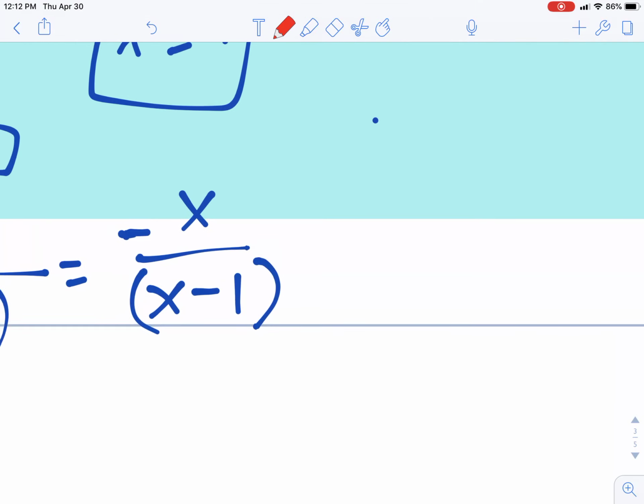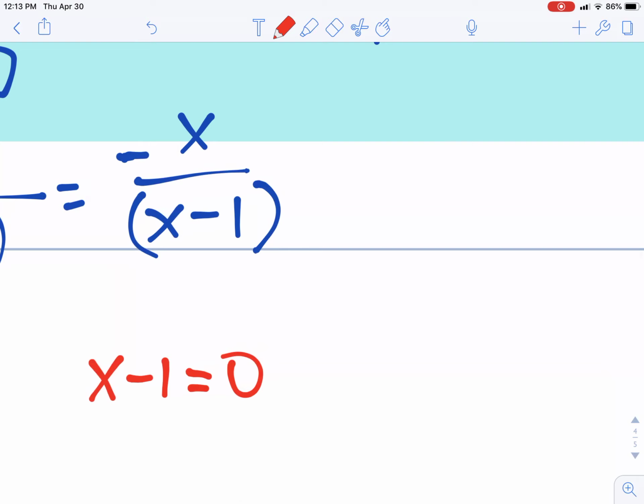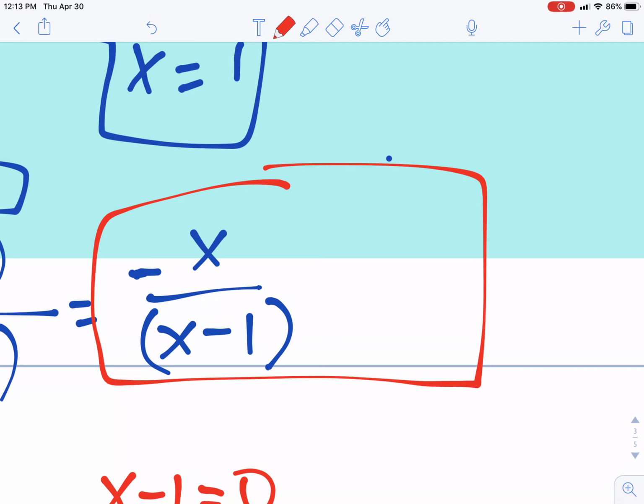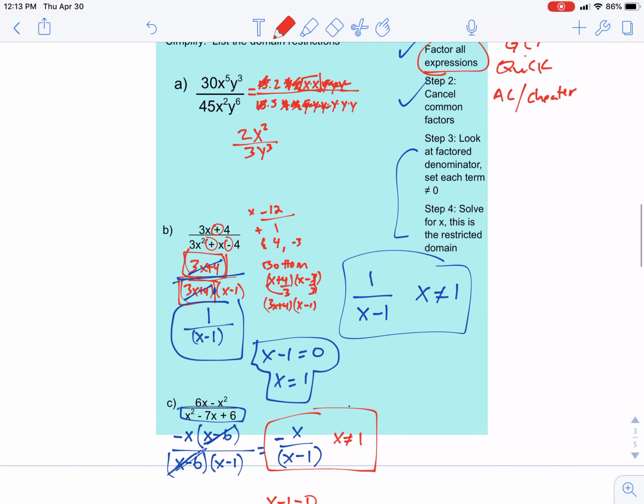All right, and then steps 3 and 4 are just going to help us with our restrictions on our domain. We don't want to divide by 0, so we're going to see what makes the bottom number equal to 0. And then we're going to find out that's 1. So we're going to say our final answer is negative x over x minus 1, and x can't equal 1 because that's going to make us divide by 0.